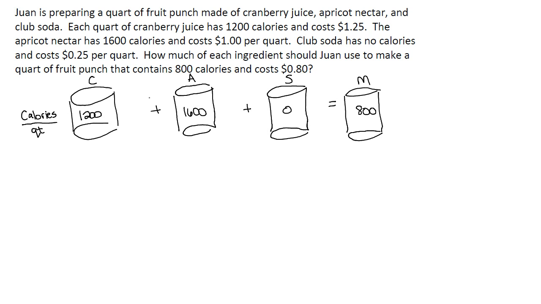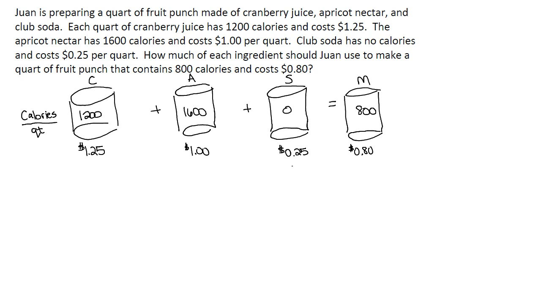The cost of each of these can be written right below. This is $1.25, again, per quart. Apricot nectar is $1 per quart. And finally, the club soda is 25 cents per quart. In our mix, we want it to be 80 cents per quart. Well, it makes some sort of logical sense here that we are going to be using quite a bit of the club soda, because we need to drag the price down to 80 cents. So we can't just use apricot nectar and cranberry juice.